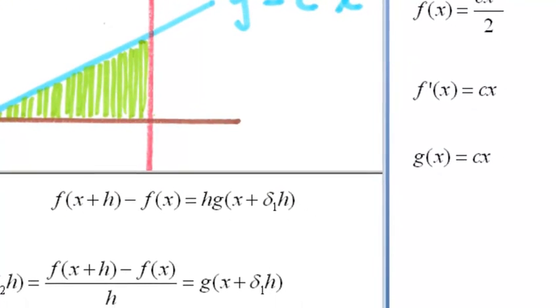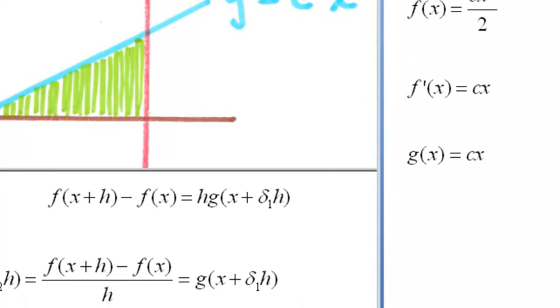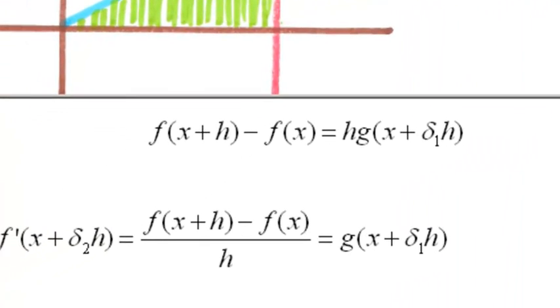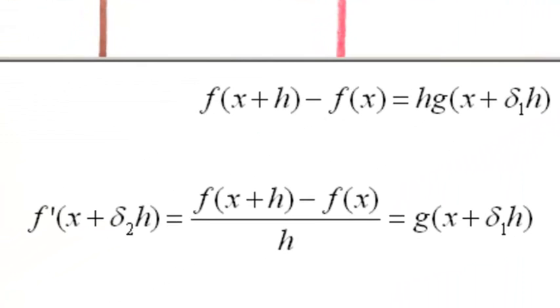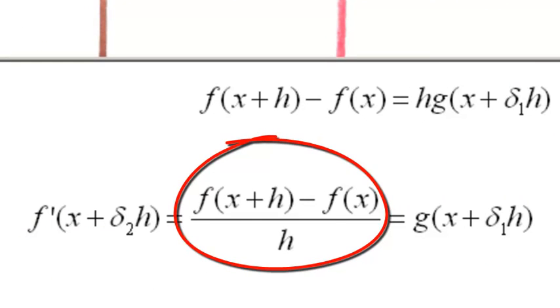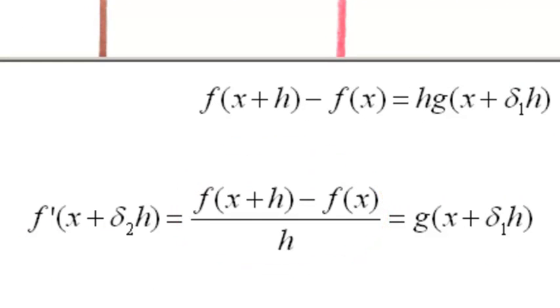Divide through by h to focus on that height, g of x plus delta 1 h. Convince yourself that delta 1 is between 0 and 1. Now we've also seen this ratio with the mean value theorem. Delta 2 is also bounded, also between 0 and 1. So taking limits as h goes to 0, we do see that f prime of x is equal to g of x. And that is what the fundamental theorem of calculus part 1 looks like on this example.